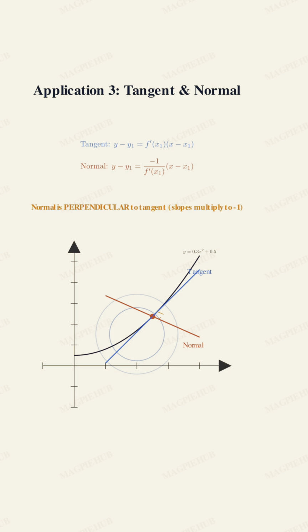On the graph, the blue line is the tangent, it touches the curve at exactly one point and has the same slope as the curve there. The red line is the normal, it's perpendicular to the tangent. Notice the right angle between them.